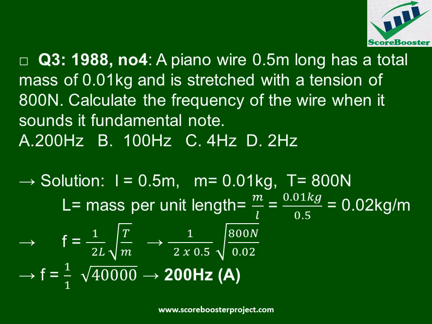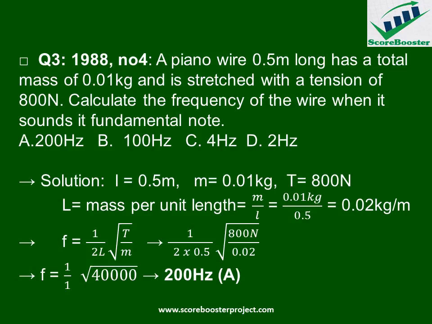Now the next question we shall be considering comes from 1988, number 4, and the question goes thus: a piano wire 0.5 meter long has a total mass of 0.01 kilogram and is stressed with a tension of 800 Newton. Calculate the frequency of the wire when it sounds its fundamental note. You are given option A to be 200x, option B 100x, option C is 4x, while D is 2x. Now solution: the first thing is to write out the given parameters.